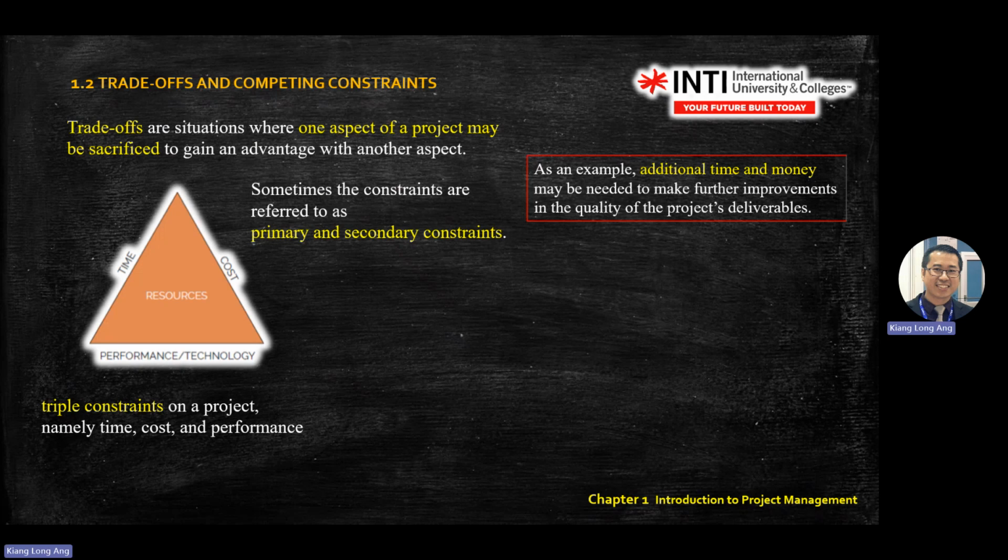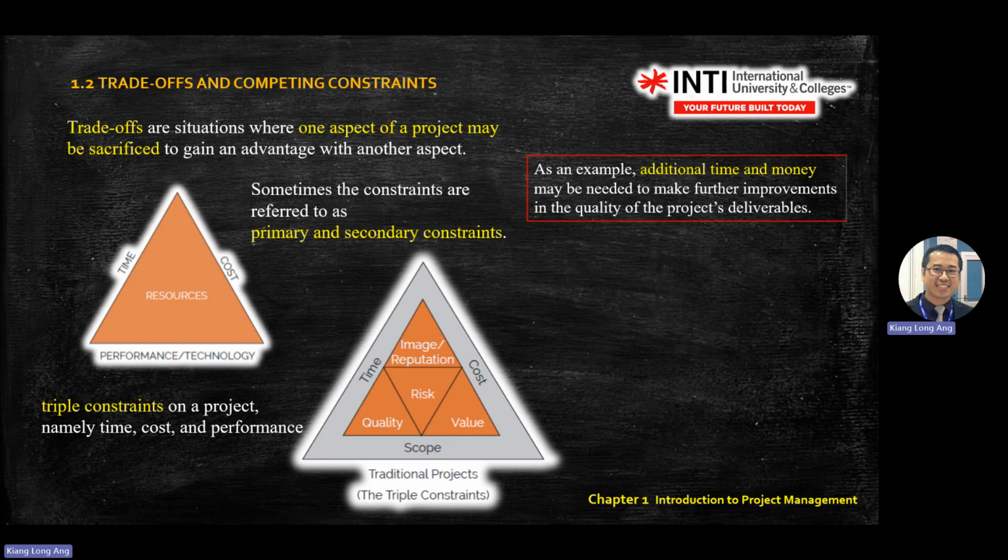So here you have constraint, secondary constraint, and so on. So you modify this diagram into this one. Inside the resources here, you have a triple constraint. You look at quality, value, reputation, and there's a risk inside here. So different companies have a different triangle or pyramid here. Okay.